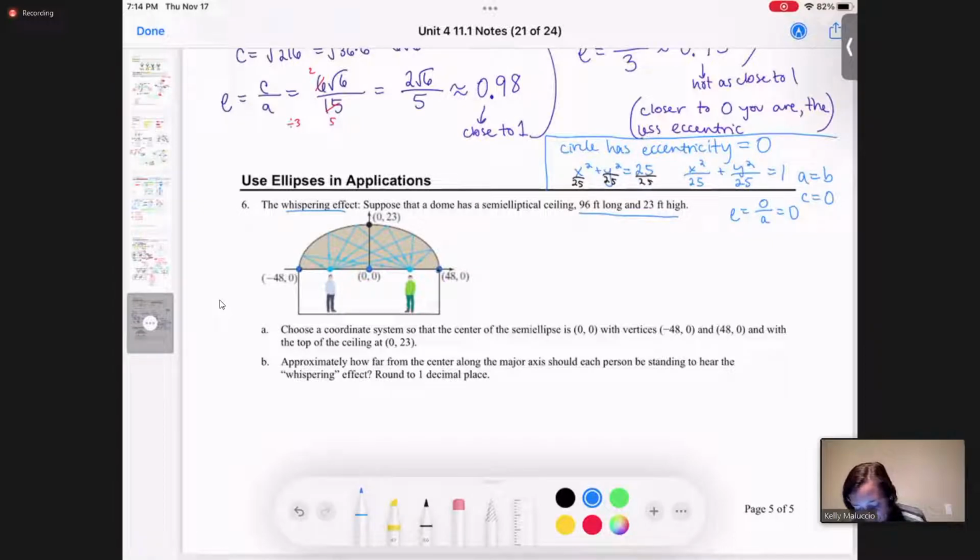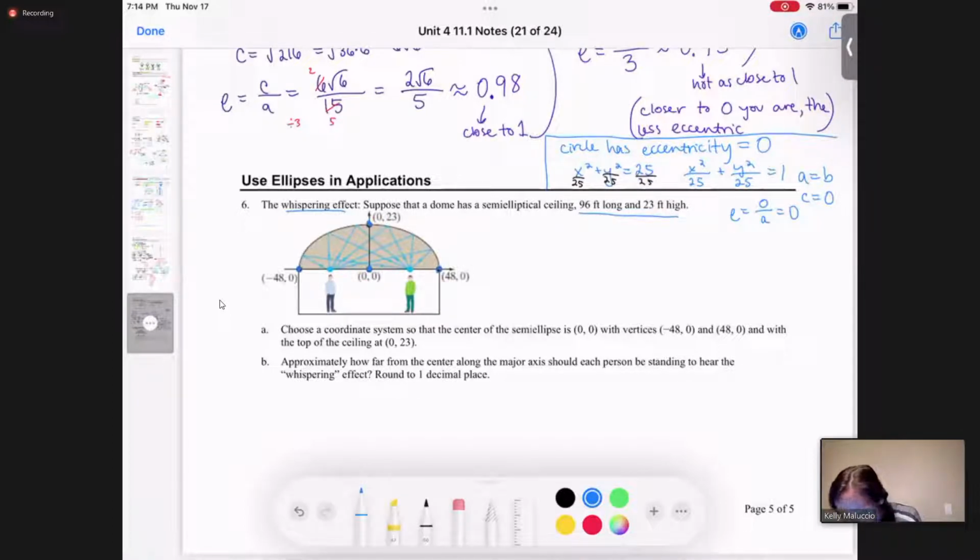Part A says choose a coordinate system so that the center is 0, 0, and the top of the ceiling is 0, 23. So they kind of already did this, and this is exactly what the picture is. I might have meant to take A out and include the picture, or not include the picture and keep A there. I'm not entirely sure, but let's see.